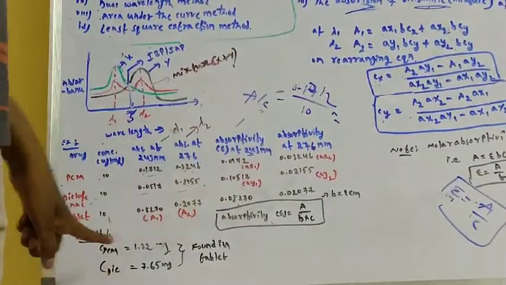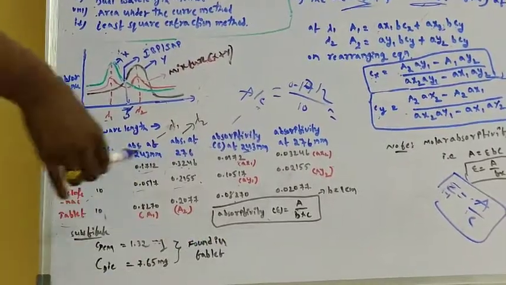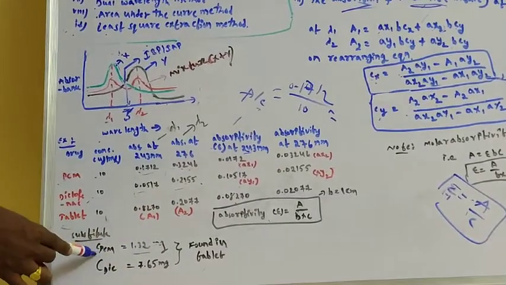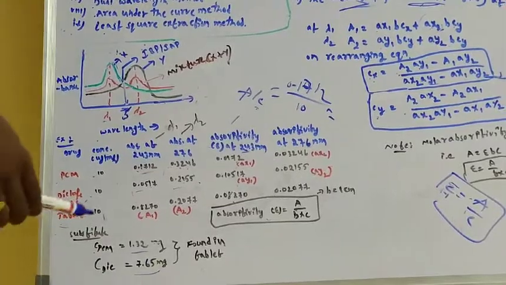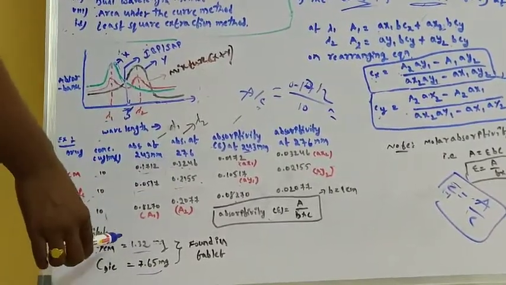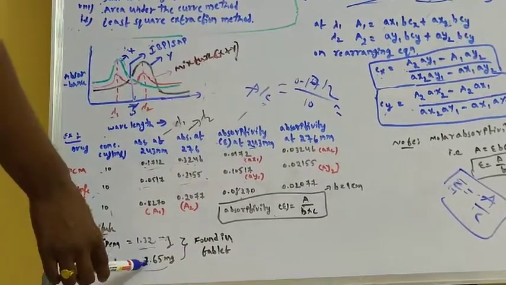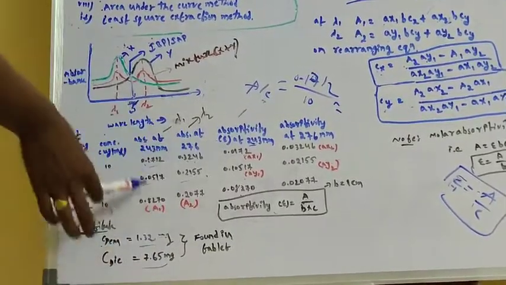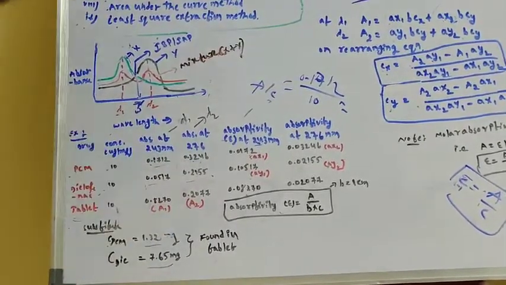Substitute A1, A2 and AX1, AX2, AY1, AY2 in the formula. Here X is paracetamol and Y is diclofenac. If you substitute all these values, you get 1.32 mg of paracetamol and 7.65 mg of diclofenac in the tablet. Finally, by using simultaneous equations, you get this concentration.